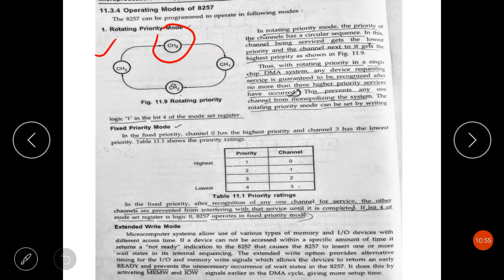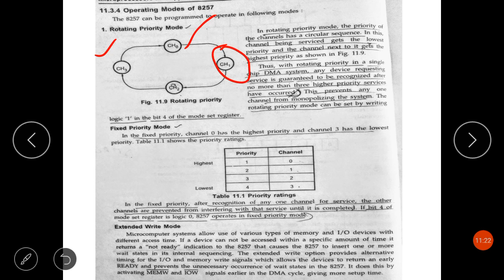Thus, with rotating priority in a single chip DMA system, any input output device requesting service is guaranteed to be recognized after no more than 3 higher priority services have occurred. It means if channel 0 is being serviced, it will get the lowest priority, and channel 1 will get the highest priority.